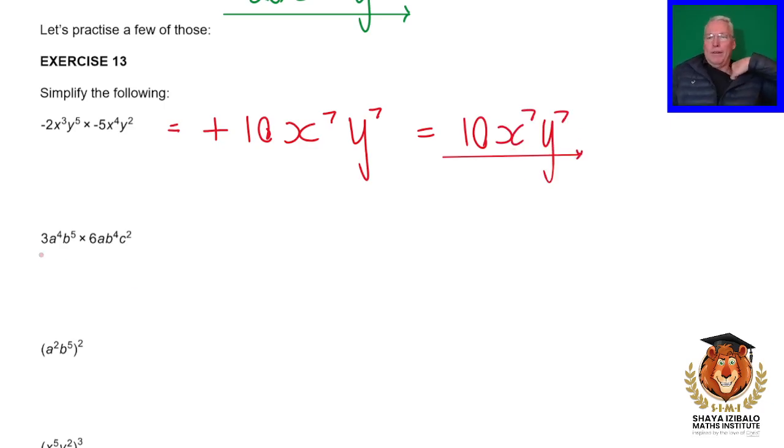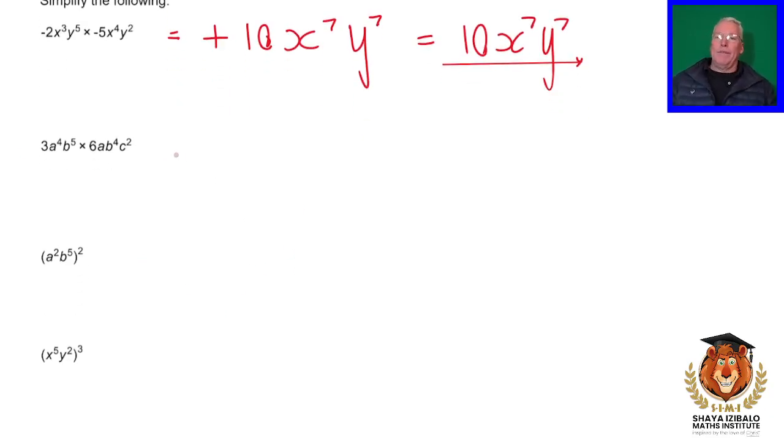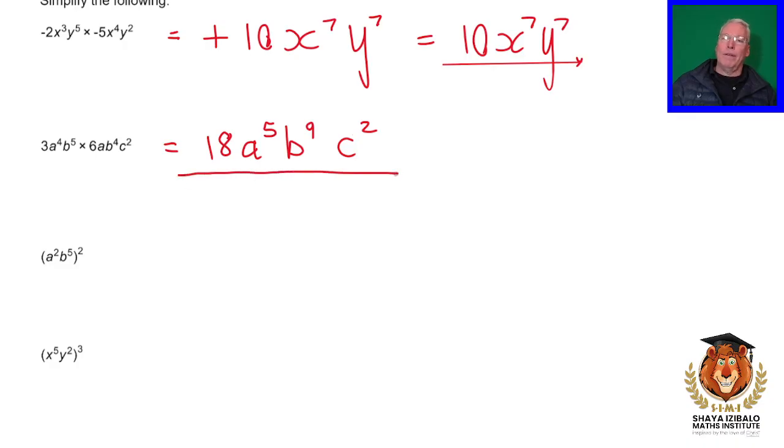Okay, let's think about this one. 3 times 6, that's 18. Now we've got a to the 4 times 1 more a. How many a's are there altogether multiplying? That's right, 5. A to the 5. B to the 5, B to the 4. How many b's are there altogether multiplying? There are 9. And then c squared. And there's our final answer.